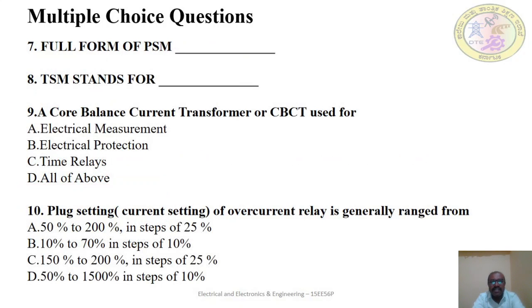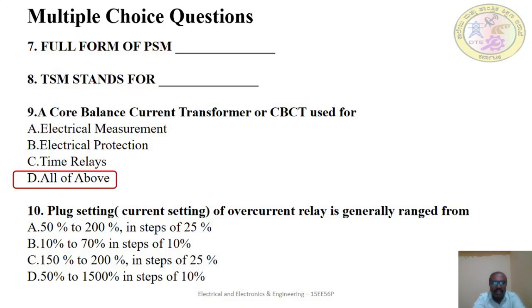Okay, next, what is the full form of PSM? Plug setting multiplier. TSM stands for time setting multiplier. Next question. A core balance current transformer or CBCT is used for electrical measurement, electrical protection, time relays, all of the above. The answer will be all of the above. It can be used for electrical measurement, electrical protection, time relays, etc.